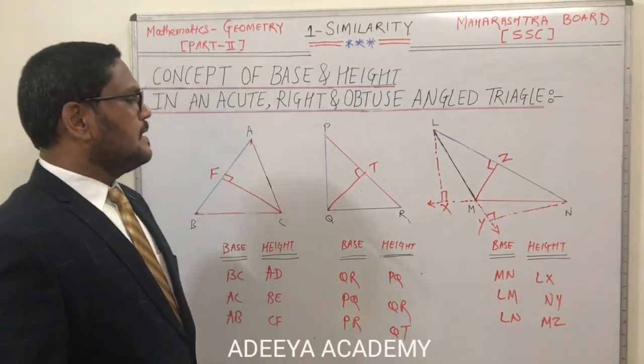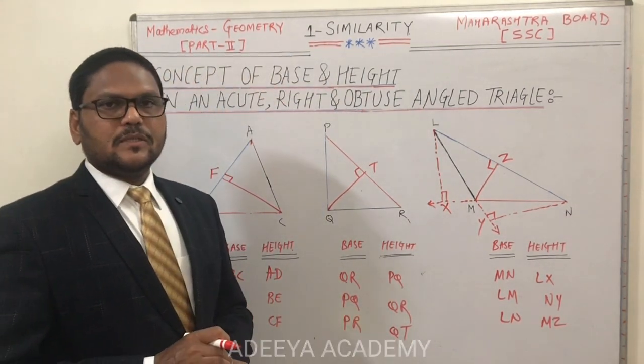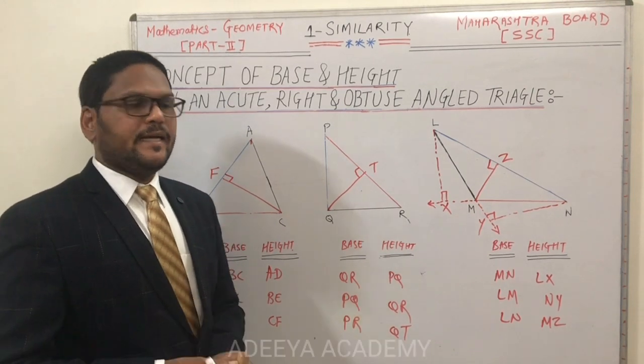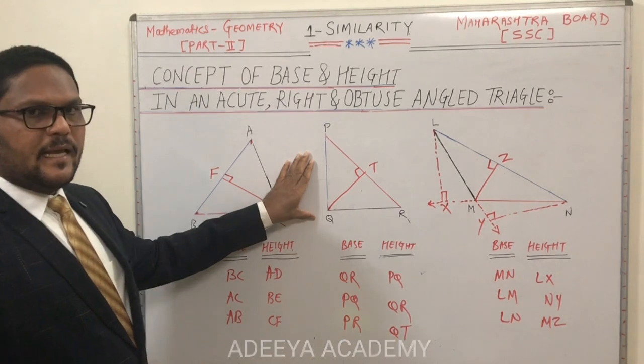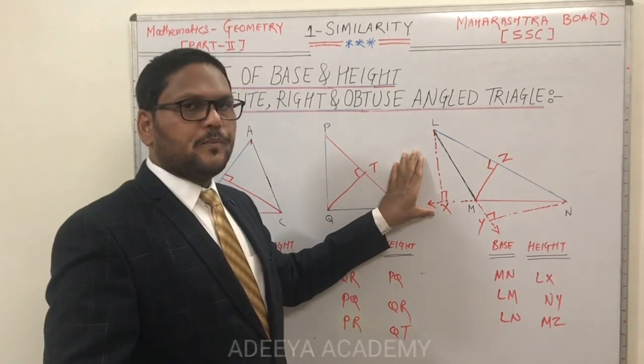Okay. Now we have understood the concept of base and height in an acute angle triangle, in a right angle triangle and in an obtuse angle triangle.